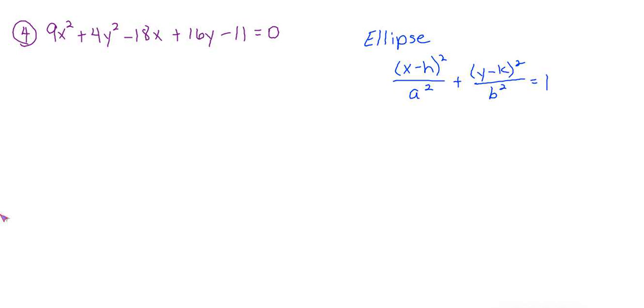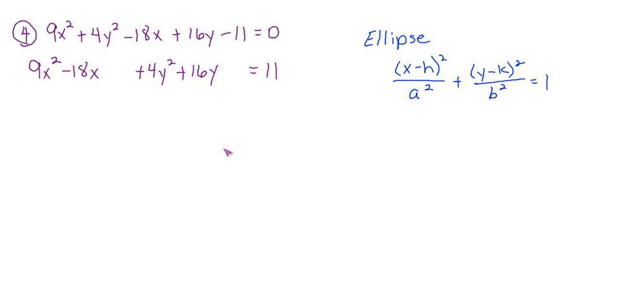So let's group our terms again. We're going to group our x terms. I have 9x squared minus 18x. Then I'm going to group my y's: 4y squared plus 16y. And then I'm going to put that negative 11 on the other side. When I add 11 to both sides, I'll have just 11 over here.